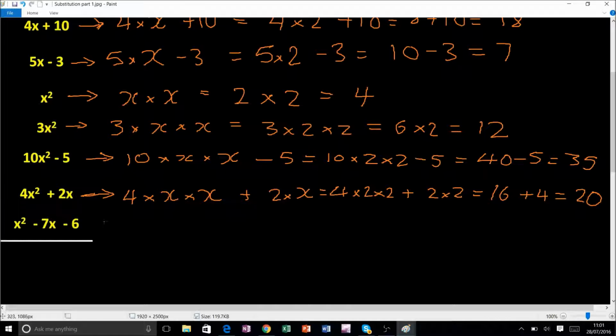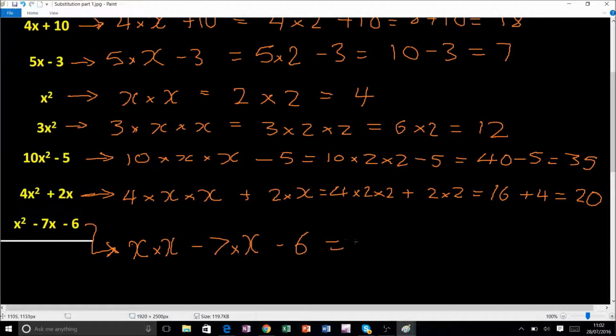Now we're going to look at the last one. Some of you are like, oh my days, this is going to be hard. Well, it's not really going to be that hard. So we've got x squared. We should really know what the value of x squared is now, but I'll write it down fully again. So x times x, now take away 7x, which is 7 times x, and take away 6.